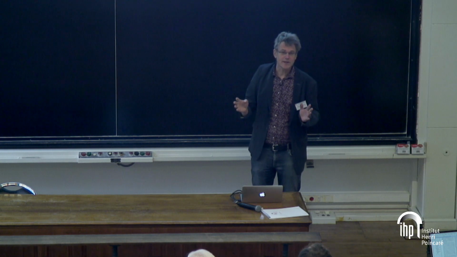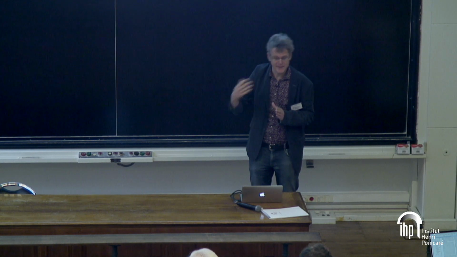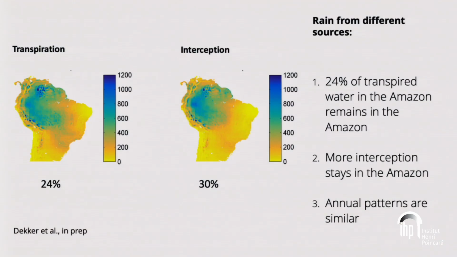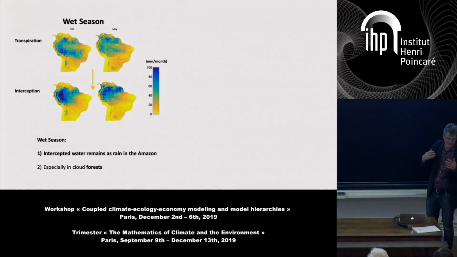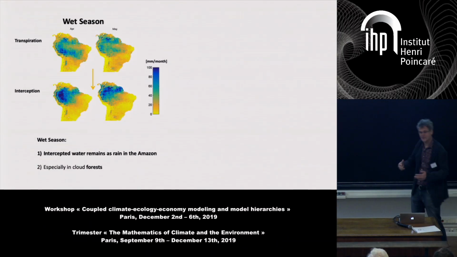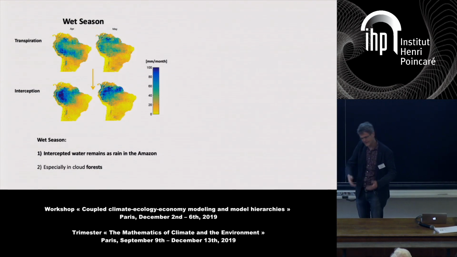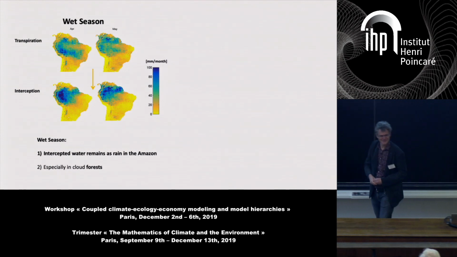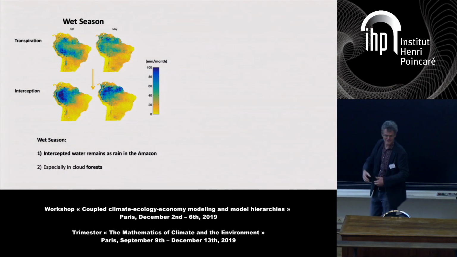So in a way, what we can say is there's more water from the interception which remains in the Amazon, compared to transpiration. And you can also see that annual patterns are more or less the same. But if you go to the wet season, when it's very wet, then this interception flux is of course enormous. A load of water falls down and evaporates back, and then you have really this humid climate, this cloud forest. You were there, apparently not in the dry season, I guess, or just after the dry season. So an enormous amount of dynamics.